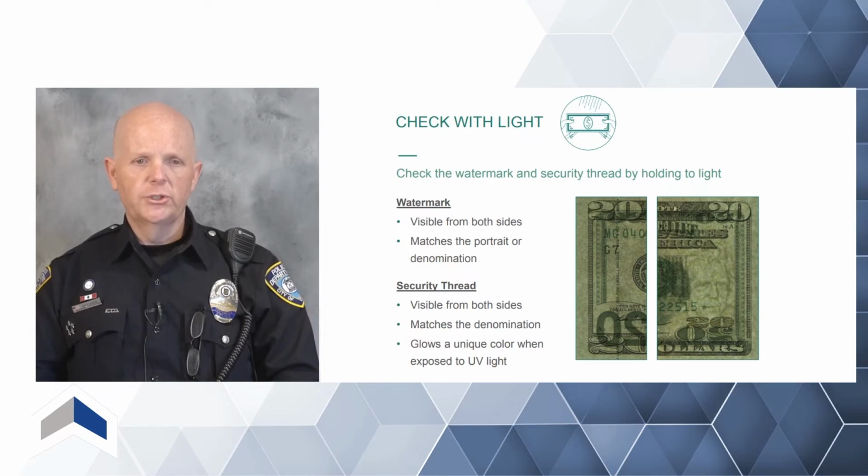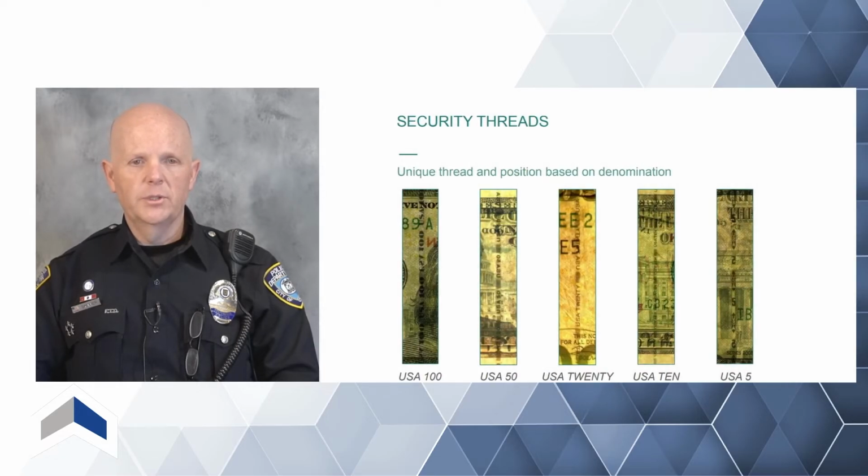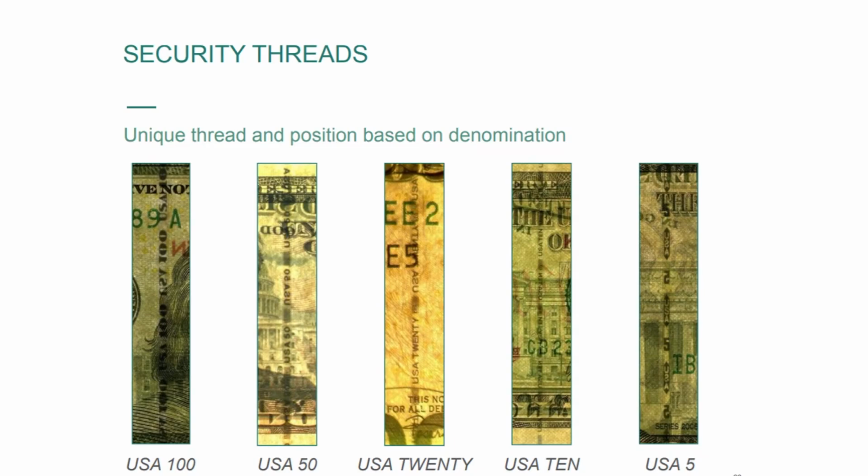They're also going to change color when exposed to UV light. So having a little handheld black light that you could use to examine that would be another step you could take. These are pictures of all of the security threads in the different denominations. They all contain the letters USA, and then they will either contain a number, as you see on the $5 note there, the number 5, and then the denomination will be spelled out. So you see on the $20 bill, it's actually spelled out with letters.